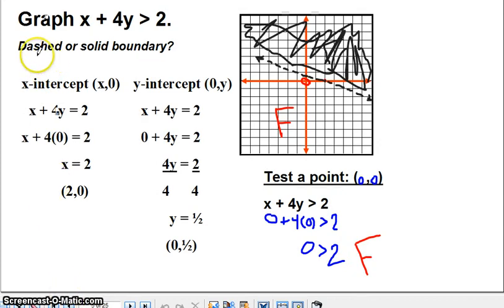The question was whether it was dashed or solid. Dashed would be, or dotted. Since we had just a greater than, we did not have an or equal to part. That means we have a dashed line.